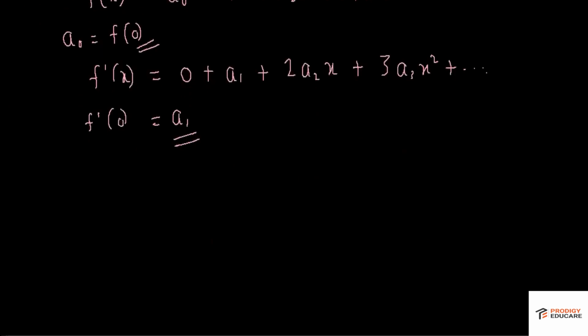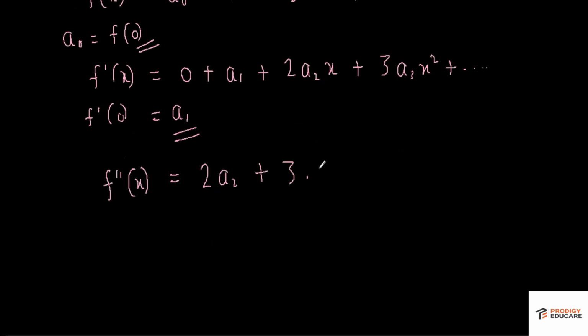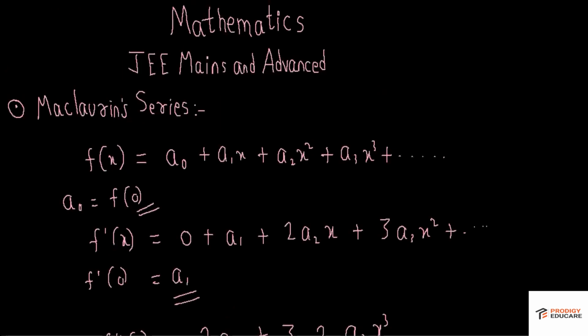Now I'll differentiate this function again. So I simply write f double dash of x as 0, which is anyway zero, and a1 is a constant, so its differentiation will be 0 as well. Now we will differentiate this term. If I differentiate this term, I'll get 2 times a2 plus, now differentiating this term, I'll get 3 times 2 times a3 into x cube. Now I think I should write a few more terms. In this only I'll write, so here I'll write a4 times x raised to 4 plus I have a5 times x raised to 5 plus and so on.